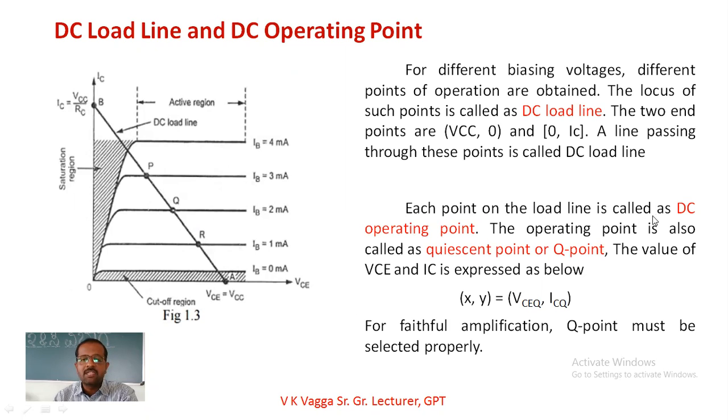Each point on the load line is called the DC operating point. So any point existing on this line itself is called an operating point, and this operating point is also called the quiescent point or the Q point.